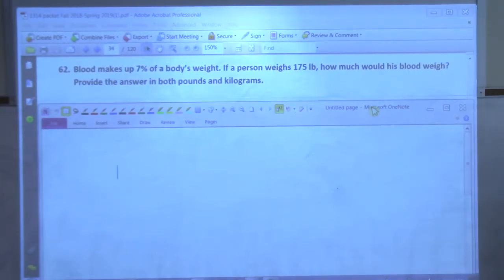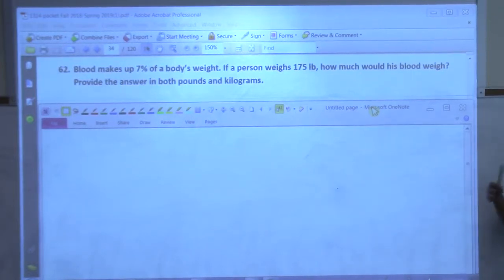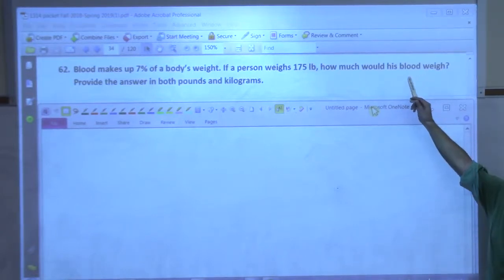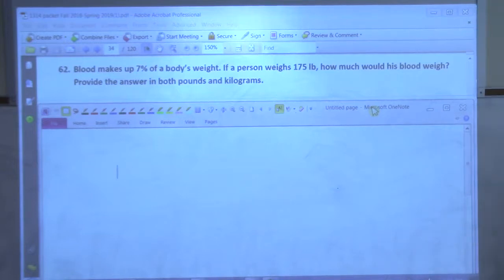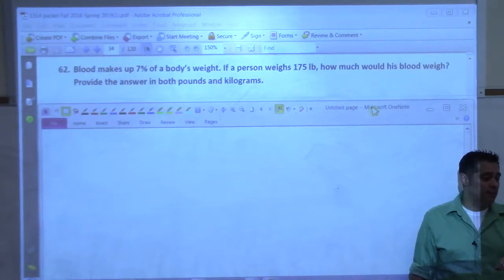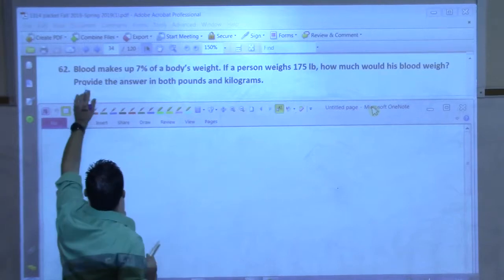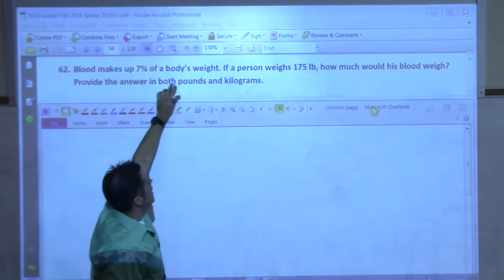So let me see if we have any volunteers. Savannah? Okay, so do you know how to approach the first part of this problem? Blood makes up 7% of your weight. If a person weighs 175 pounds, how could we find how much the blood weighs? If you don't know, it's okay. Let me rephrase the question. What if I told you that 50% of a person's weight is their blood?